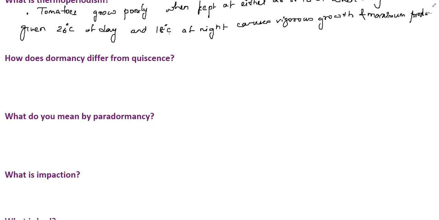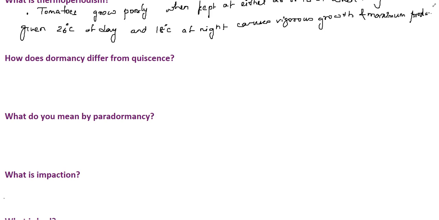Okay, so thermoperiodism, by taking the example of tomatoes, it has been explained that they grow poorly at constant temperature, either at 26 degrees centigrade or 18 degrees centigrade. When they are provided with 26 degrees centigrade by day and 18 degrees centigrade at night, it causes vigorous growth and maximum production. If this cycle alternates or changes, then the growth is very poor.